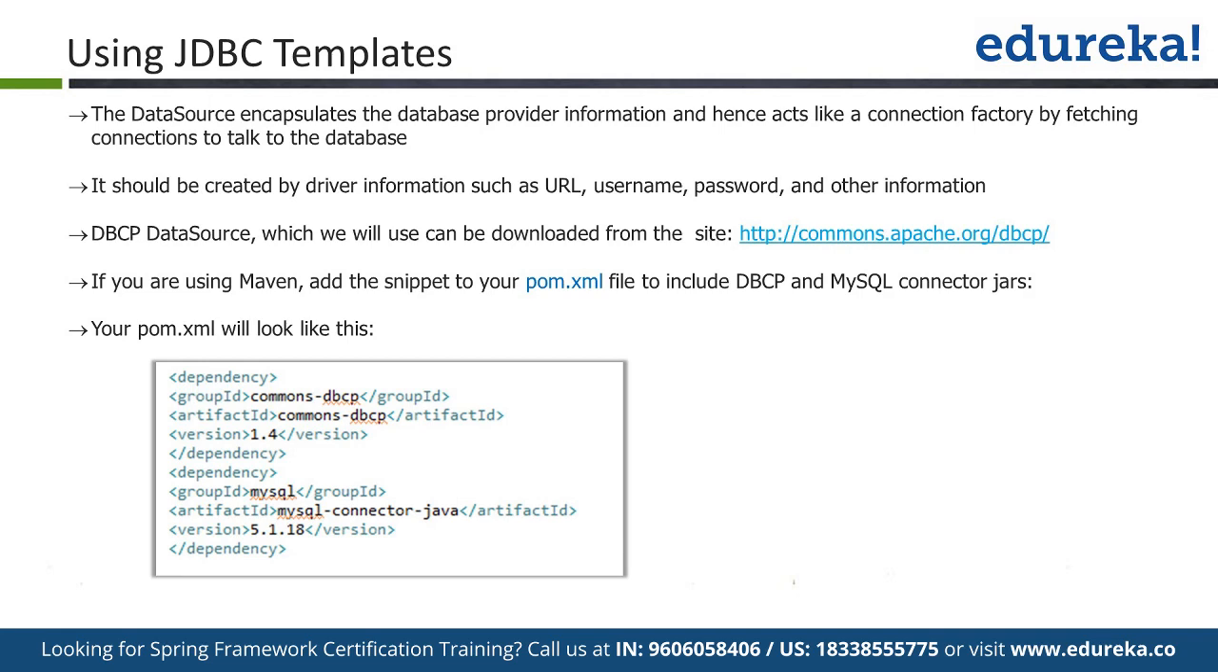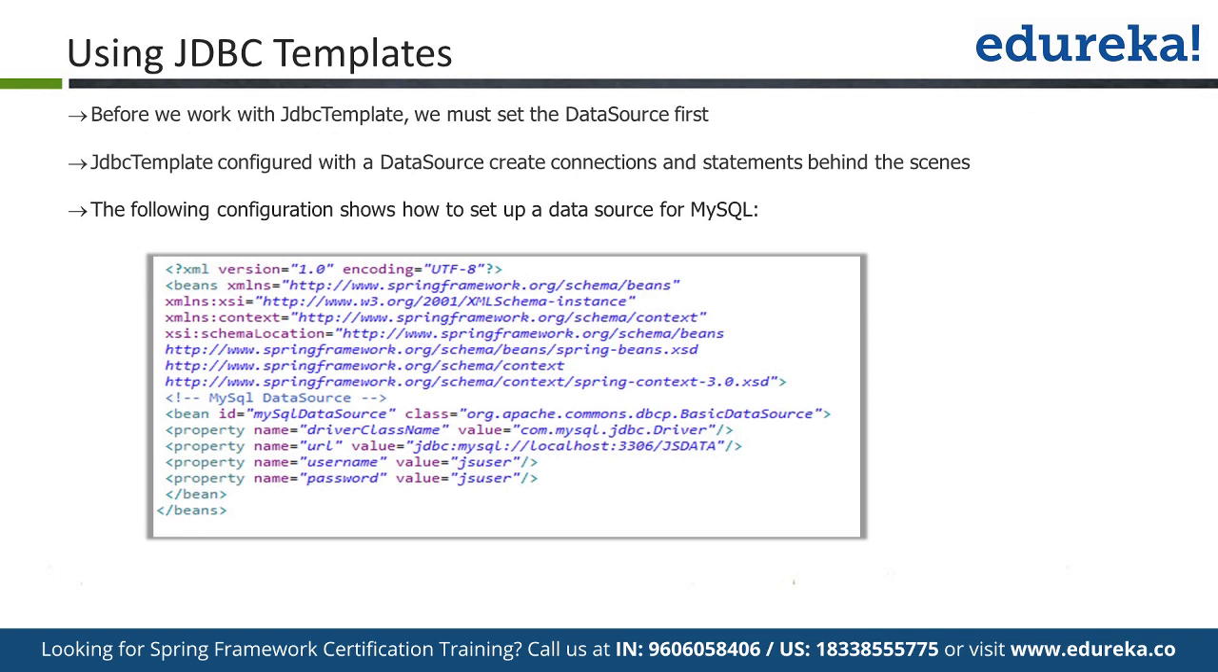So using Commons DBCP and MySQL connector jar. Now, before we work with JDBC template, we must set the data source first. So we have to create a data source object first, which further we need to inject in Spring JDBC APIs. So the following configuration shows how to set up a data source for MySQL.